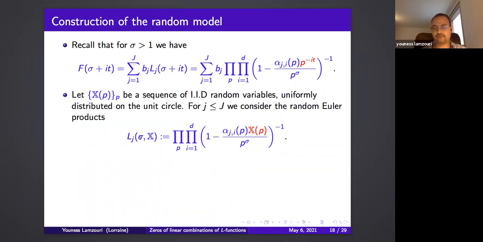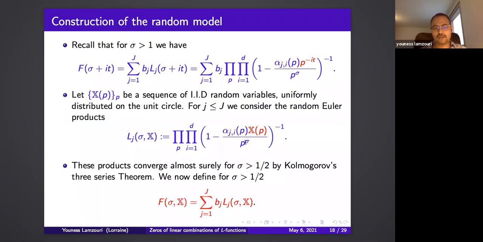Each corresponding to an L function, L_j(sigma, X) will be the product. And here it will be the same product, except that you change p to the minus it to X_p. Because if you take the log and compute the variance, you have the sum of this guy squared divided by p to the 2 sigma, you can see that these products converge almost surely for sigma greater than 1/2. This follows from Kolmogorov's three series theorem. And so you can now define the probabilistic random model, which will model the linear combination. This will be the linear combination of these random Euler products, and we will write it as F(sigma, X).